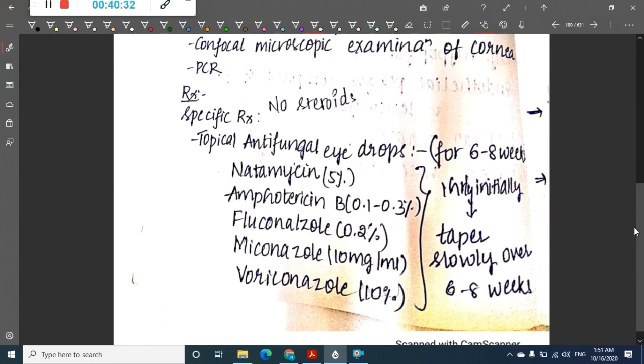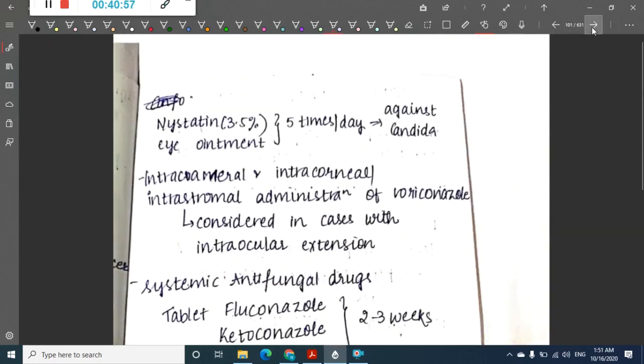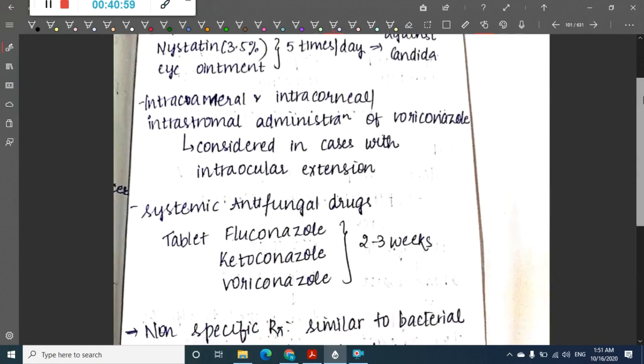Then the specific treatment. In this corneal ulcer you should not use any steroids. We can use topical antifungal eye drops like natamycin, amphotericin, fluconazole, miconazole or voriconazole as treatment. But we should not give any steroids.